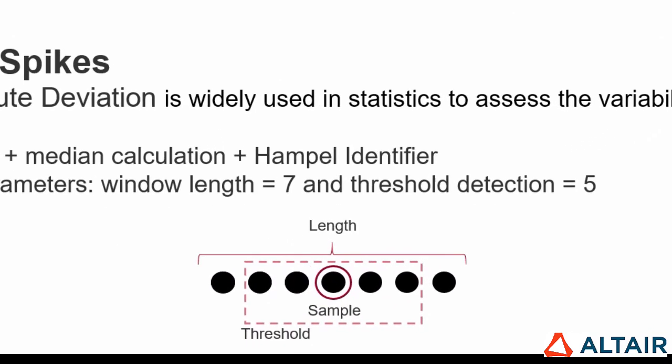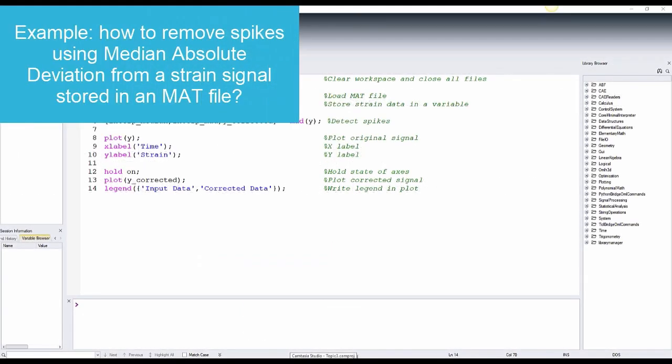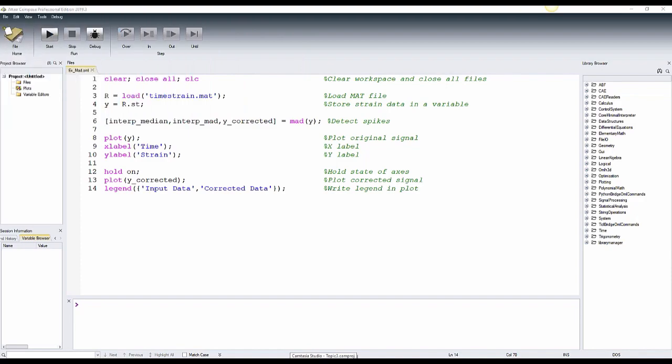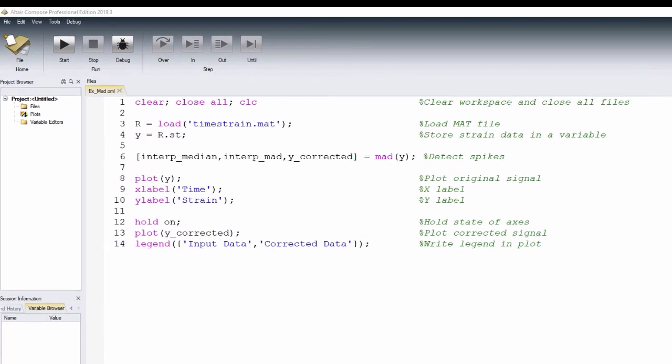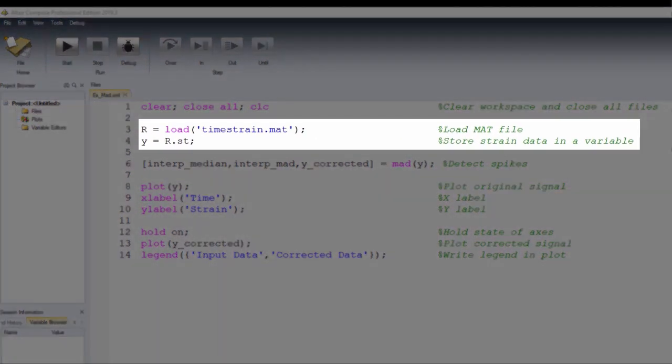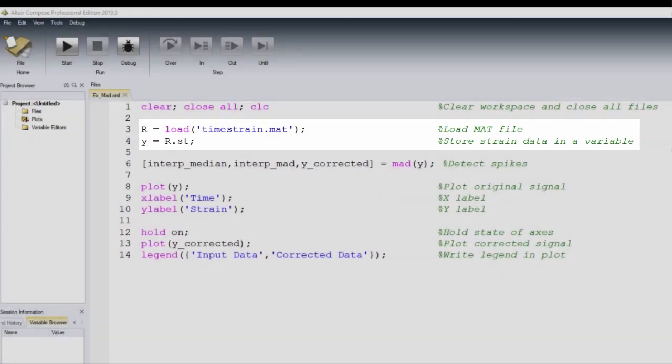For each sample, the function computes the median of a window composed of the sample and its six surrounding samples. The following example is how to remove spikes using median absolute deviation from a strain signal stored in a MAT file. The first thing is to gather variables stored in the MAT file using load and then create a new variable to store the strain data.